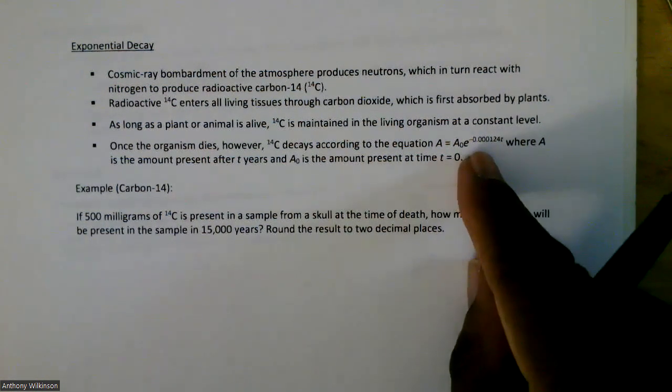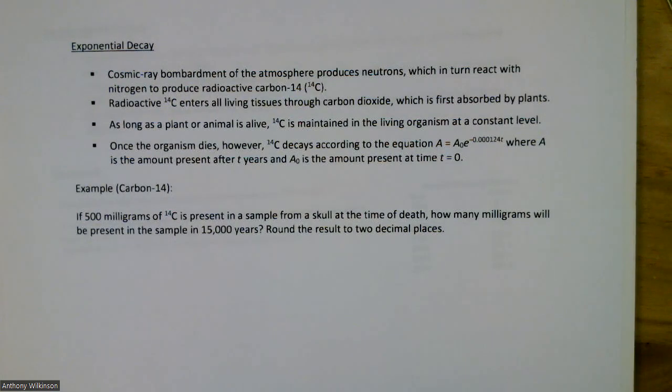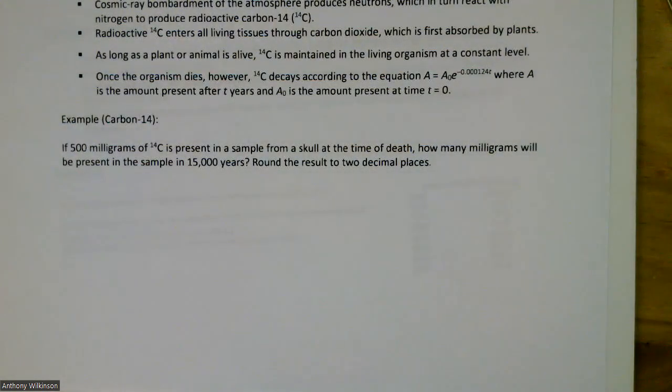We're going to use this right here to help us work this example. If 500 milligrams of carbon-14 is present in a sample from a skull at the time of death, how many milligrams will be present in the sample in 15,000 years? And let's say we want to round the answer to 2 decimal places.